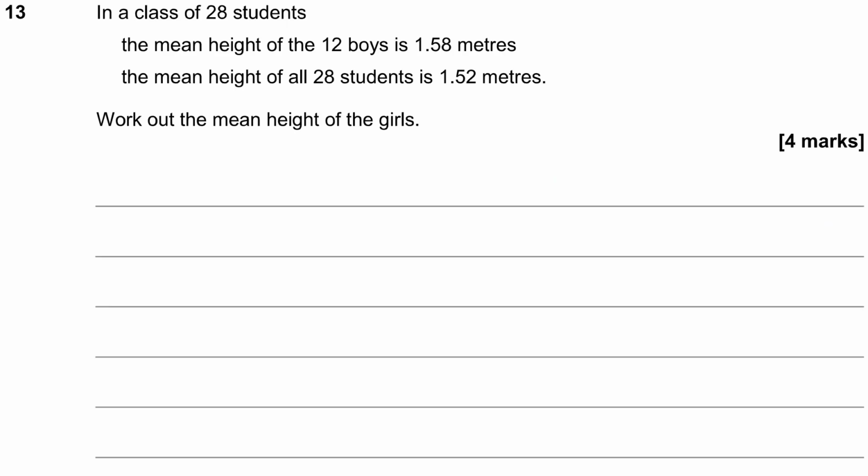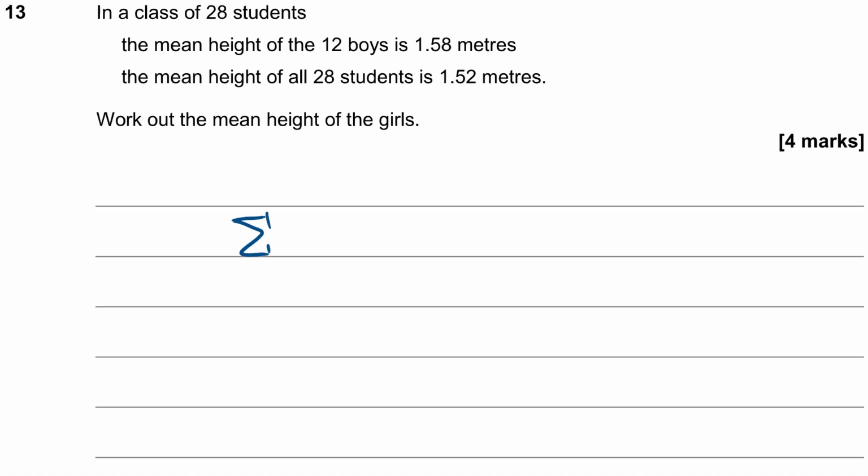Question 13. In a class of 28 students, the mean height of 12 boys is 1.58 metres, and the mean height of all 28 students is 1.52 metres. Work out the mean height of the girls. Okay, if we know the mean height of the boys is 1.58 and we know there are 12 boys, if we multiply those two together, we'll get the sum of their heights added together, won't we?